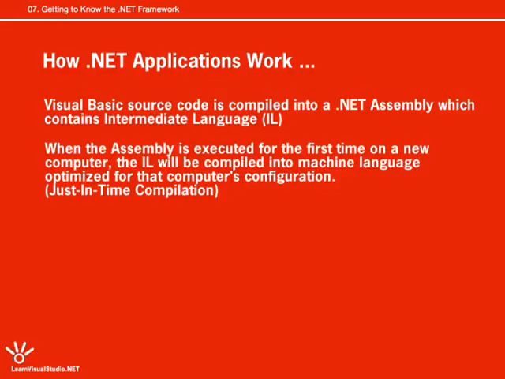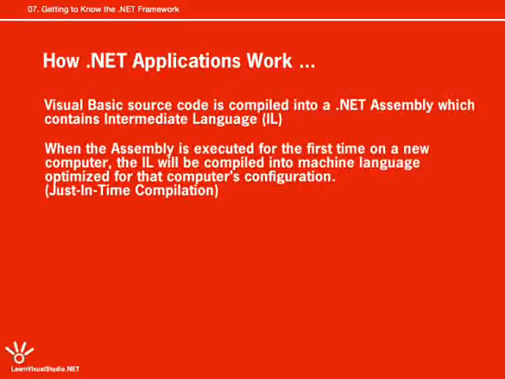So for example, if you were to create a .exe application and give it to a friend, and they're running Windows 98, the first time the application is run, it's going to compile a special version of your application using the intermediate language inside that assembly, that is specific to not only Windows 98, but also the specific processor and the amount of memory and things of that nature. It tweaks the application to perform optimally on that system.